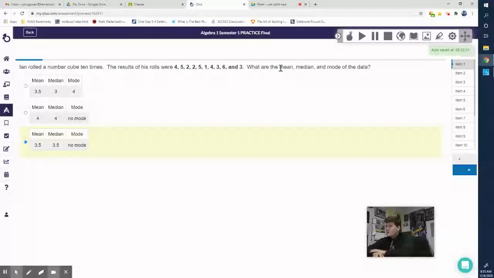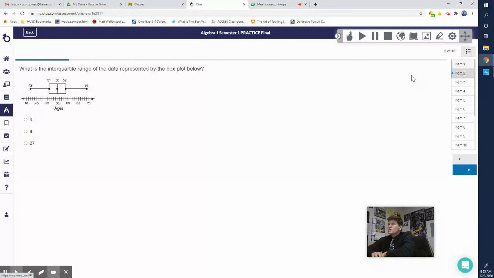What you have to do to remember mean is your average. Add them all up, divide by how many there are. Your median is the middle. Line them up, smallest to largest, find the one in the middle. And then your mode is the most. Which number shows up the most? Not the biggest. Which number shows up the most? So there's number one. Take a look at number two.